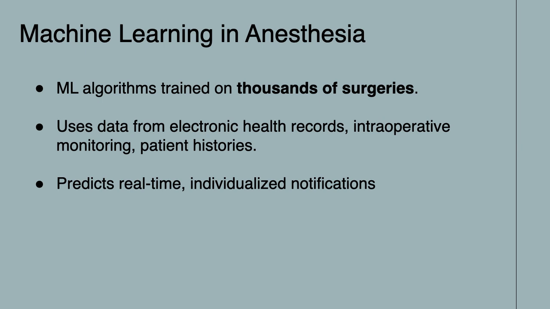Machine learning models in anesthesia are trained on large data sets from thousands of surgeries. So the more data that it is taught with, the more accurate our predictions will be. So it incorporates data from all different sources like electronic health records, patient histories, and intraoperative monitoring to accurately predict which patients will be at higher risk of postoperative complications. So it gives us real-time alerts for things like hypoxia and hypotension.